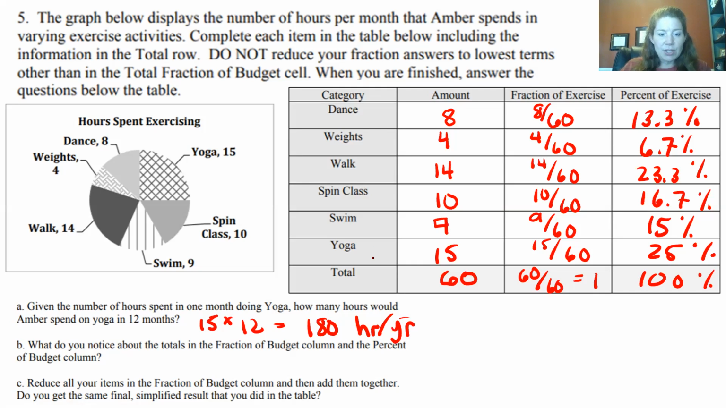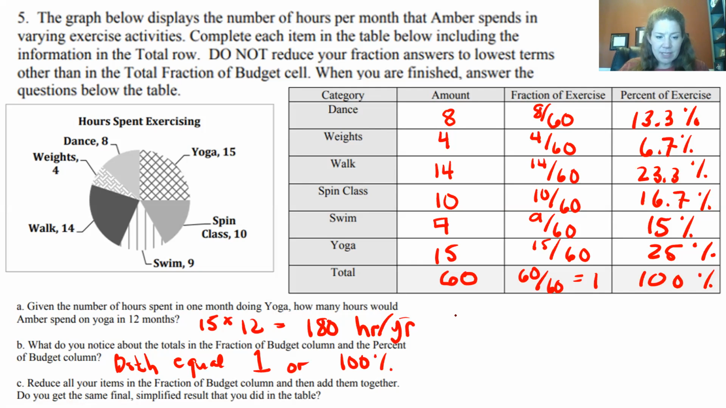What do you notice about the totals in the fraction of budget column and the percent of budget column? So what do we notice about these? They both equal 1. 100% is equal to 1, and 60 over 60 is also equal to 1. They both equal 1, or 100%. Same thing.